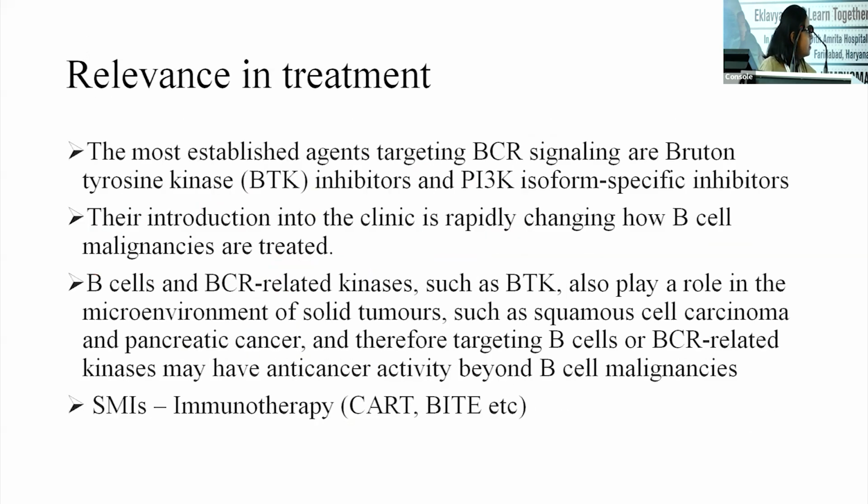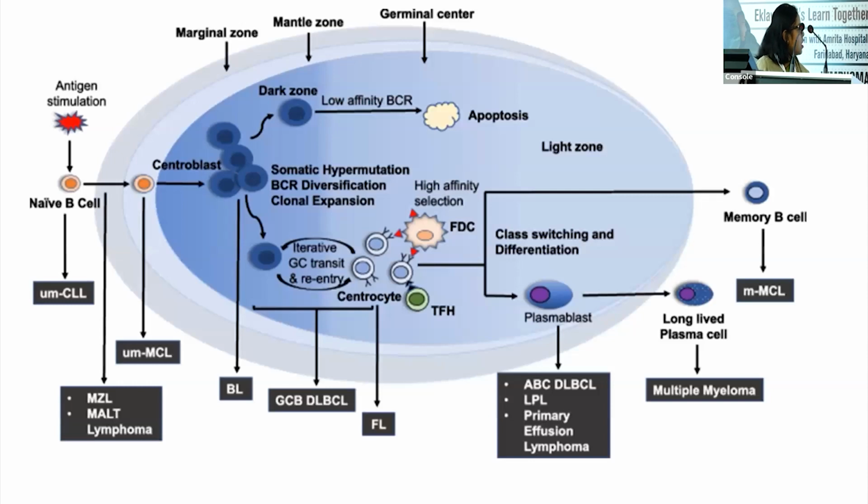I'm just skipping this slide. Now, the relevance in treatment, just a few lines about it. The BCR signaling, B cell receptor signaling, has established agents targeting it, like BTK inhibitors and PI3K isoform-specific inhibitors. They are targeting these BCR signaling pathways. The second important thing is what we are talking about, CAR-T, BiTE, everything. These are the immunotherapies, and they are targeting the tumor microenvironment, and that's why they are the newer agents, which is what we call immunotherapy. So this is a pictorial presentation of the zonal distribution of various types of BNHL.